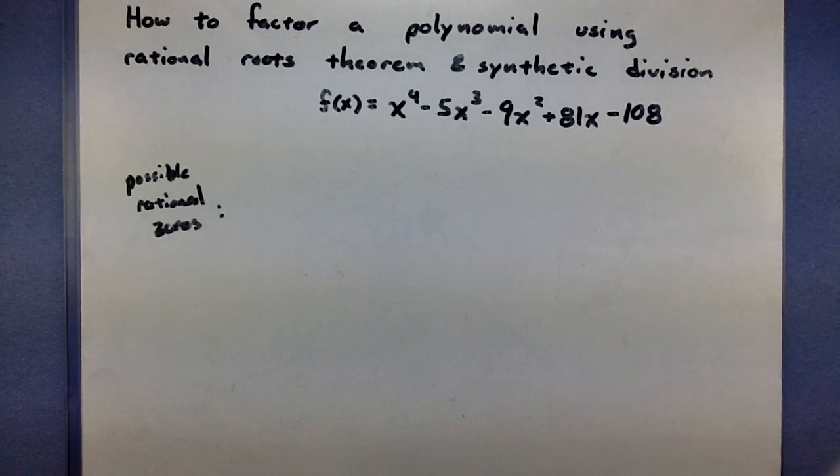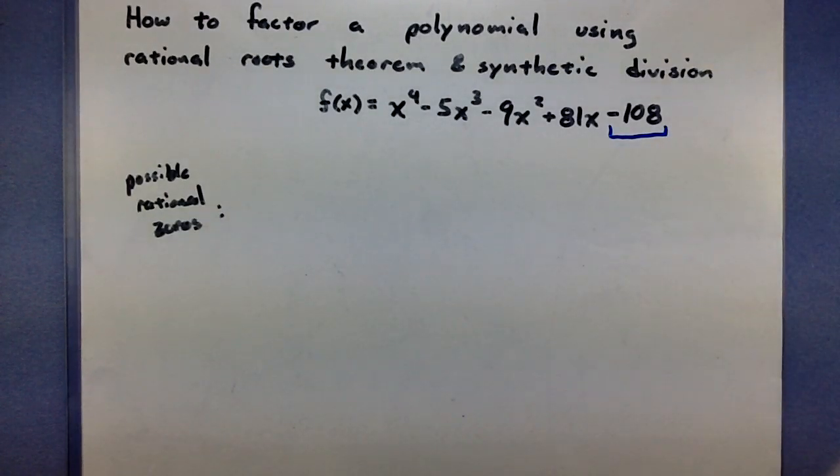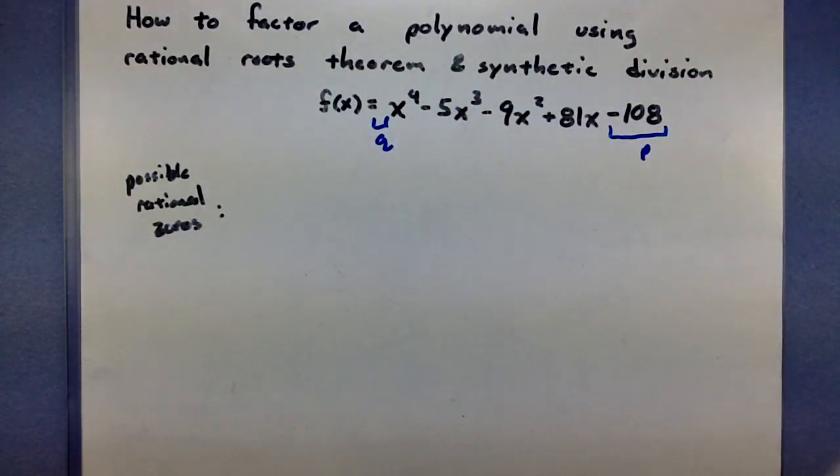Alright, so to come up with this list of possible rational zeros, you want to take your factors of the last term, this is the 108, and divide it by the factors of the first term. I like to call these the P over Q. Okay? So let's list out all the factors of 108, and they're going to all be divided by 1.